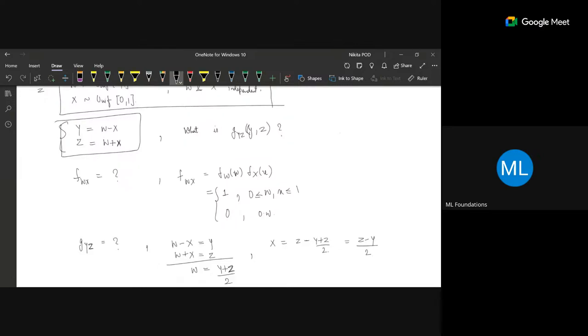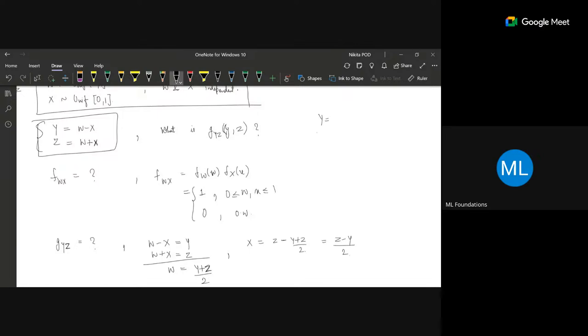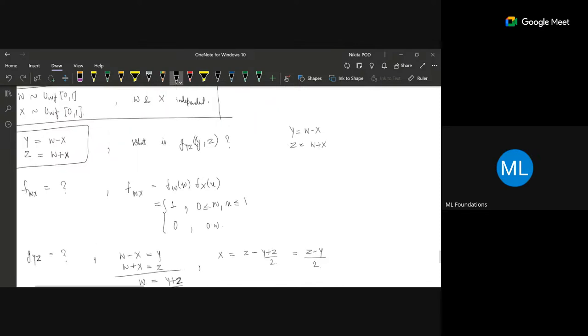So what we did is W minus Y equal W minus X, right? Z equal W plus X. So we wrote W as a function of Y and Z, and we wrote X as a function of Y and Z. Okay, this is what we did.